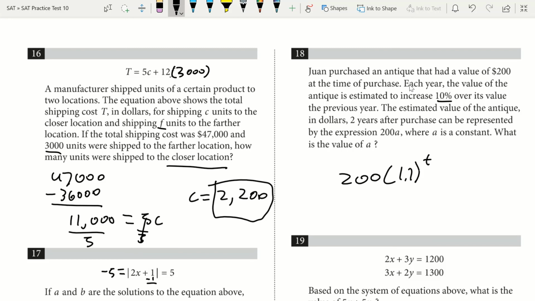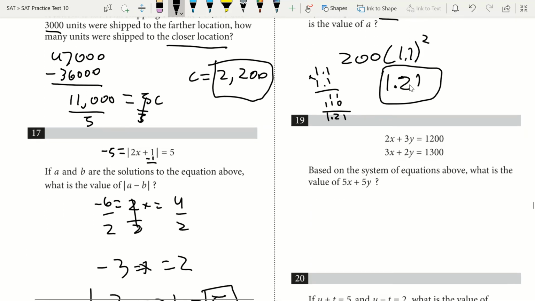The estimated value of the antique in dollars 2 years after the purchase can be represented by the equation 200a, where a is a constant. What's the value of a? Well, that's just going to be 1.1 squared is going to be my value of a. So now I got to solve for that. I do 1.1 times 1.1. I do 1 times 1, 1 times 1, put the 0 here. I get 1, and then I get 2, so I get 1.21 as my value for a. Right, 1.21. That'll be times 200 to get me my value. So my answer is 1.21 for the value of a.